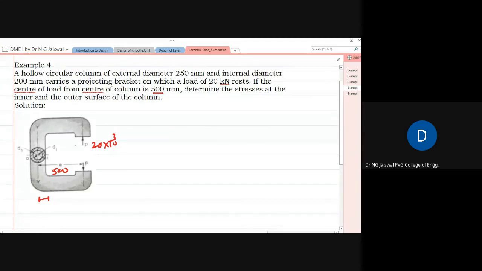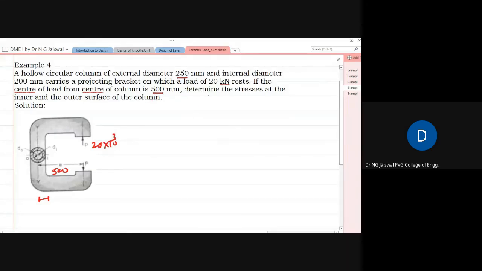So again, the problem is the same. The only change will be in the value of I. I will be equal to π by 64 (d⁴ minus di⁴). The external diameter is given, so d is given. So the only unknown will be di, which you can find out.